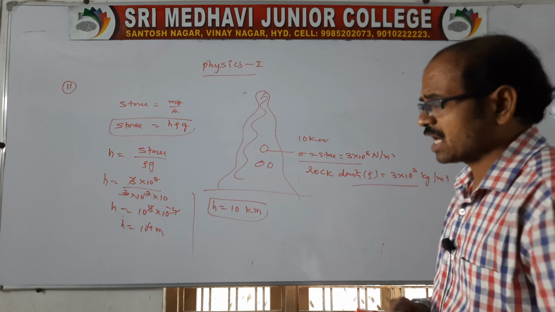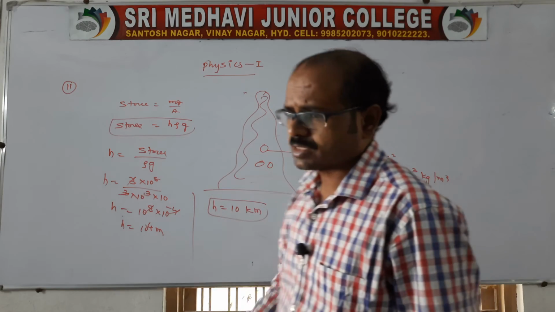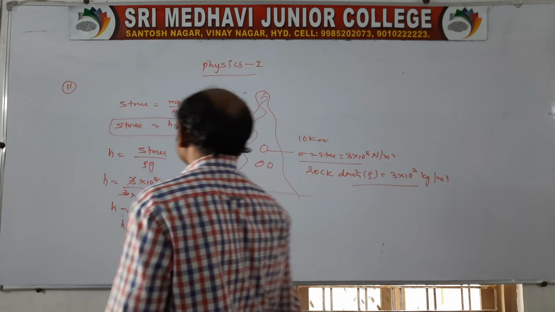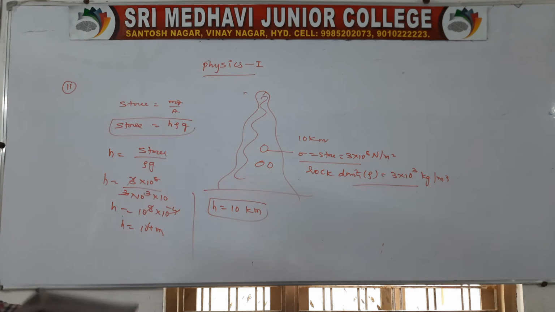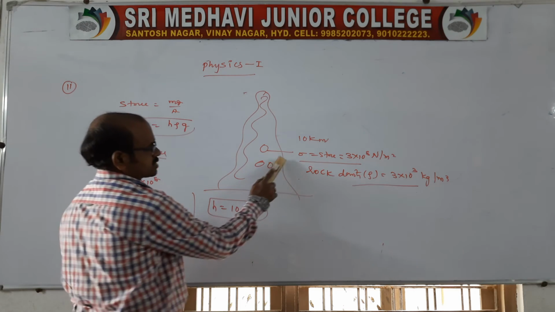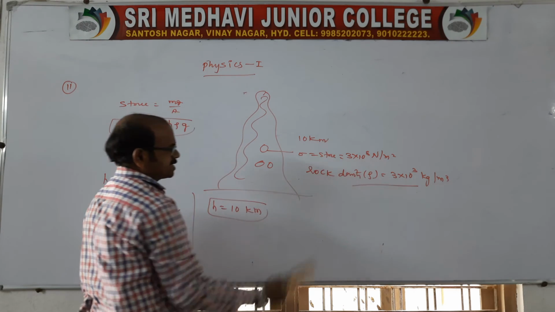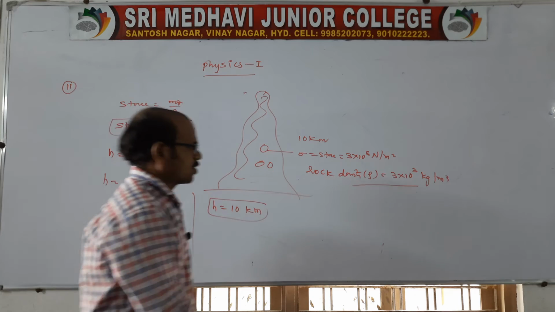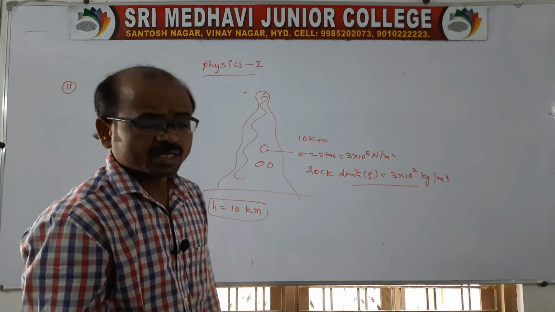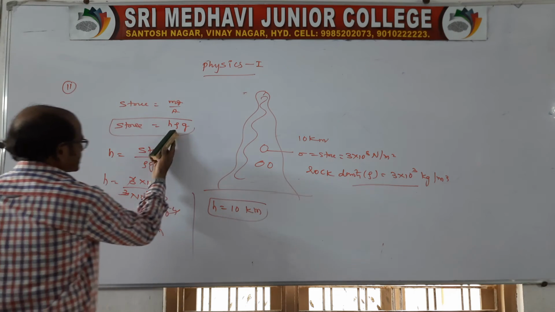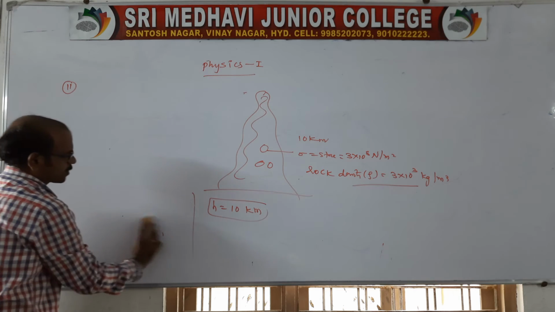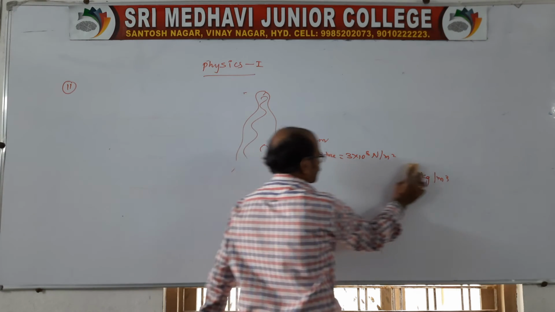So the maximum height of a mountain on the Earth's surface is approximately only 10 kilometers. Why, sir? This is the reason. Because the stress or yield point of the rock is 3 into 10 power 8, and the rock density is approximately 3 into 10 power 3. When you substitute these values in this expression, you get the height of the mountain as approximately 10 kilometers.